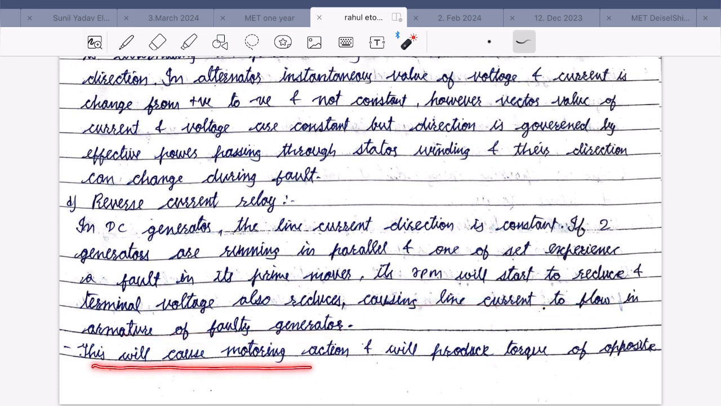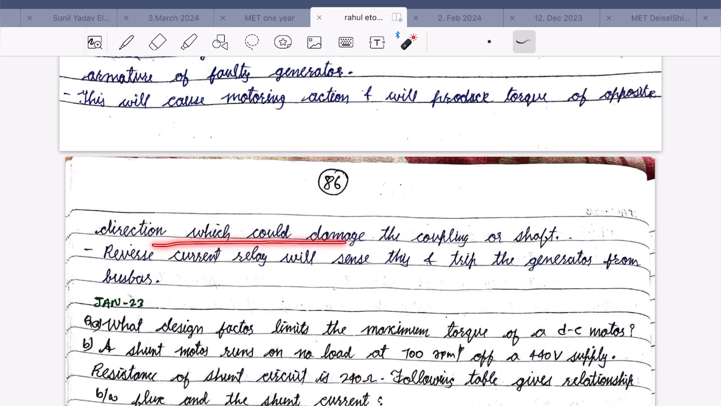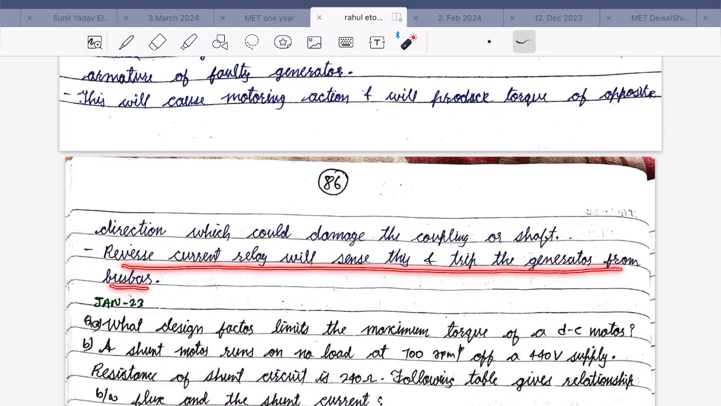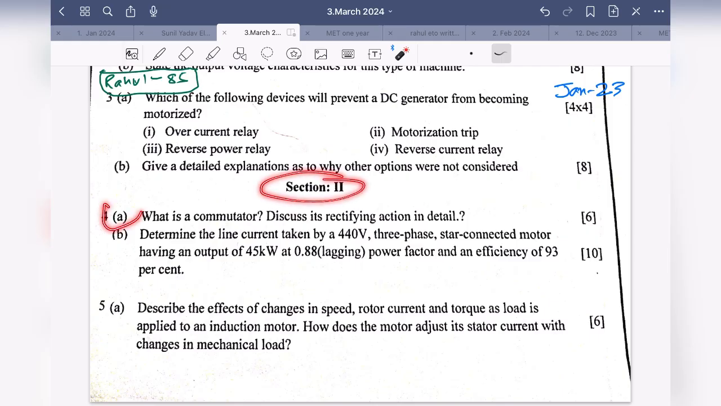This will cause motoring action and will produce torque of opposite direction, which could damage the coupling or shaft. Reverse current relay will sense this and trip the generator from the bus bar. Let's move on to section 2, question 4a.